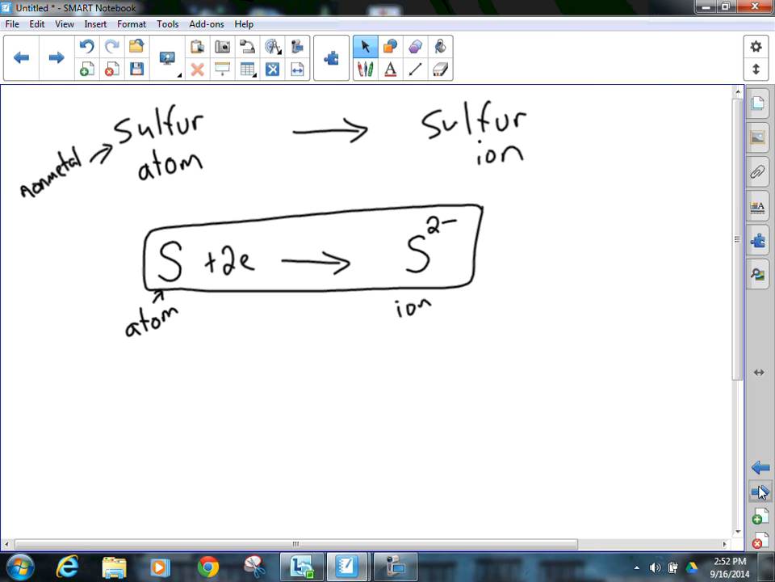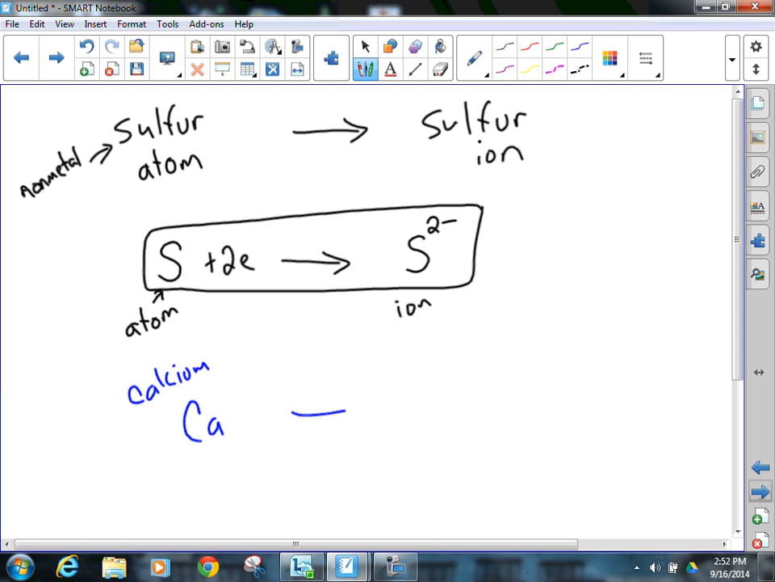Let's do one more example with a metal. How about calcium? We put the atom symbol on the left, we put the ion symbol on the right, and the question is, where do the electrons go? We have the +2e on the left side, or +2e on the right side. And since calcium is a metal, we know that metals lose electrons. So this atom here has to lose electrons.